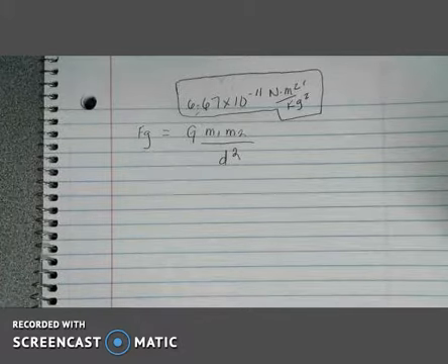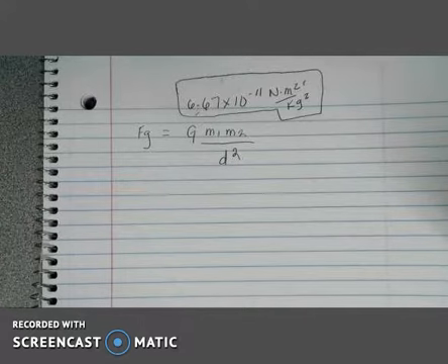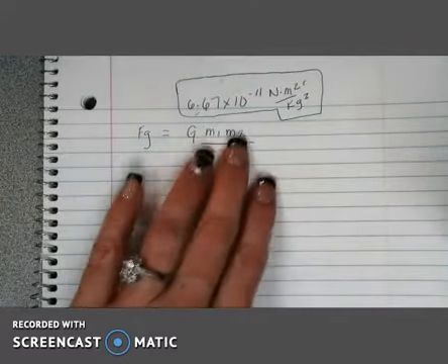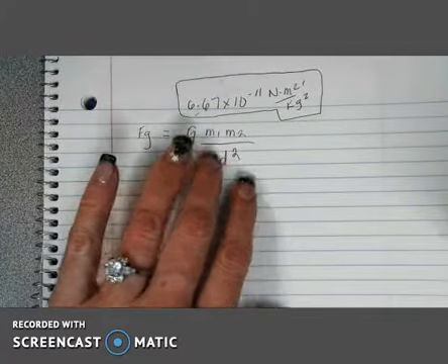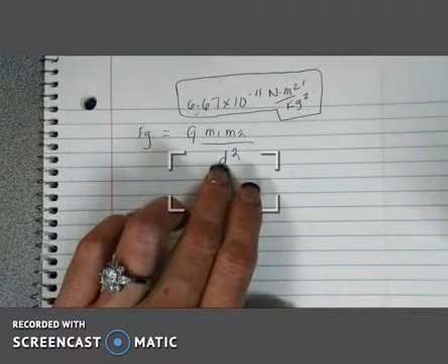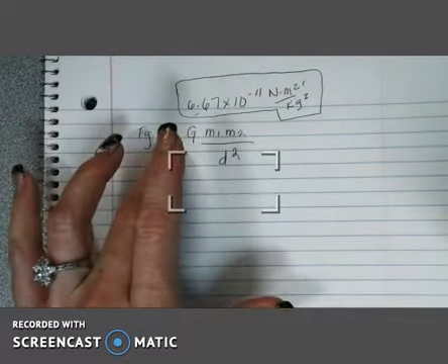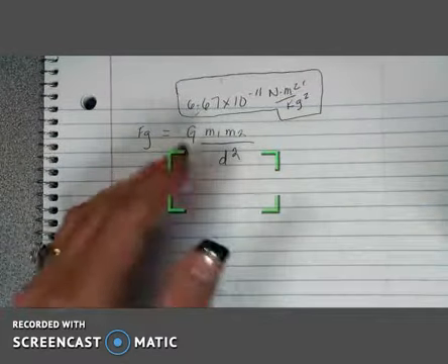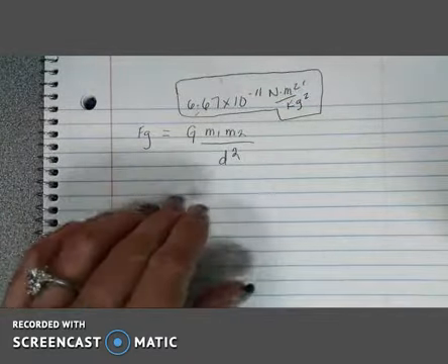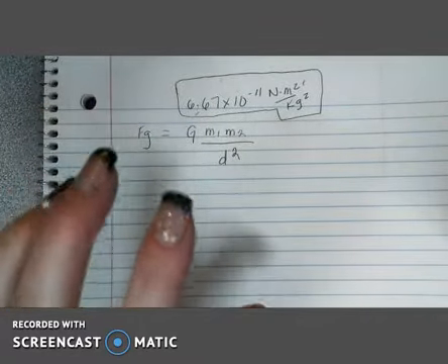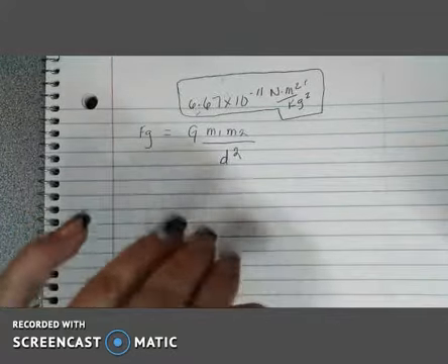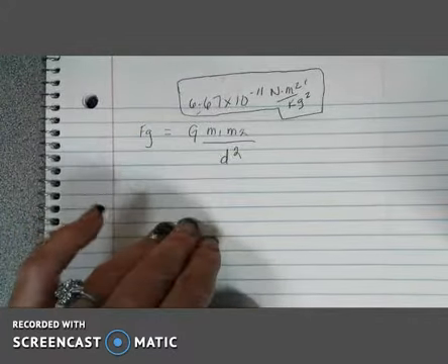Now, the whole idea behind an inverse square law is that whatever it is that we're looking at is going to be decreasing by the square of the distance. In other words, if we increase the distance, the value of whatever it is we're looking at is going to decrease by the square of that distance.